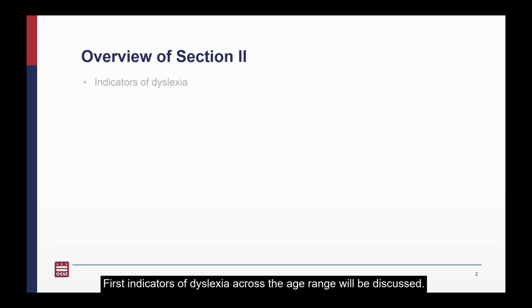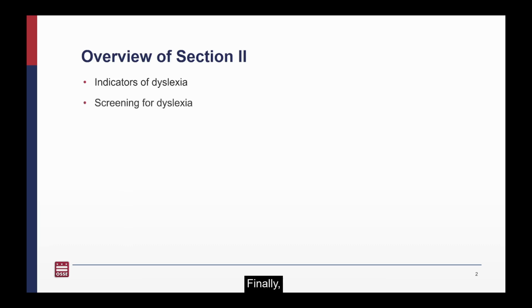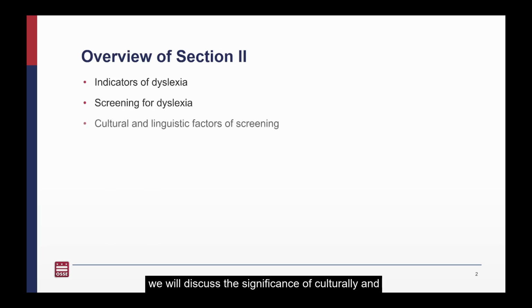First, indicators of dyslexia across the age range will be discussed. Second, screening for dyslexia will be presented. Finally, we will discuss the significance of culturally and linguistically valid screening for dyslexia and reading difficulties.